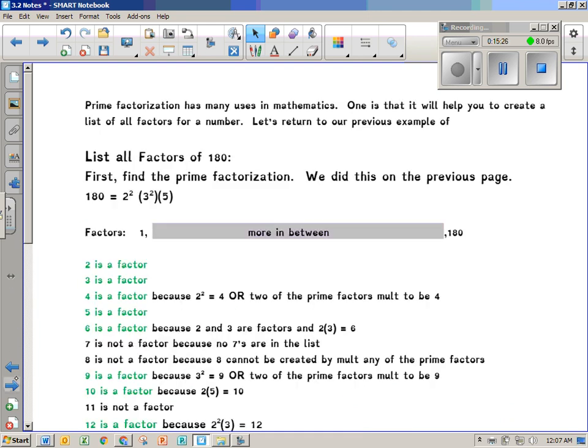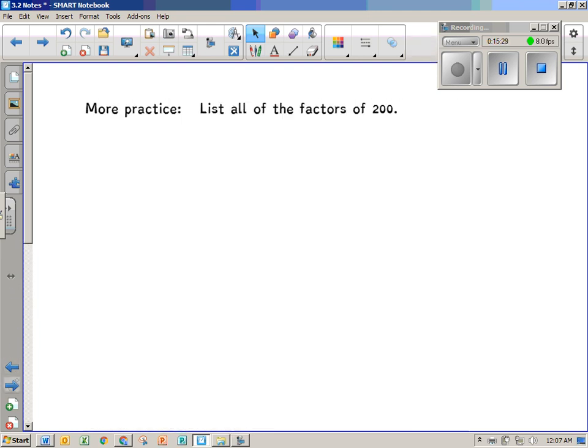Let's go a little further. Now let's practice this one. You might take a minute and see if you can list all the factors of 200 using the skill that we just talked about. Remember, first you need to do the prime factorization. See you in a minute.